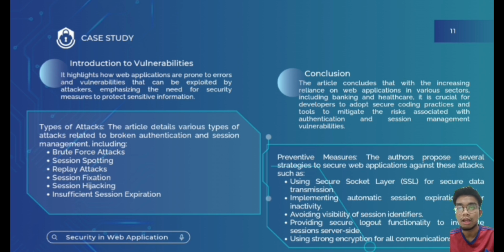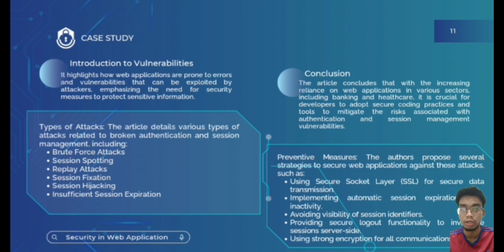For the types of attacks, there are a lot of them we can get from article B, which are brute force attacks, replay attacks, session spotting, and many more. Meanwhile, for preventative measures, the authors propose several strategies to secure web applications against these attacks, such as using secure socket layer for secure data transmission, implementing automatic session expiration after inactivity, avoiding visibility of session identifiers, providing secure logout to invalidate the session server side, and using secure encryption for all communication.